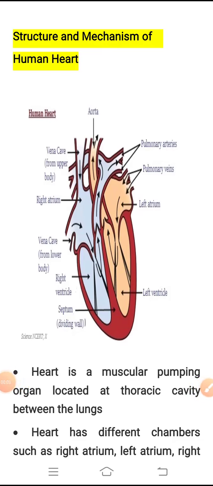Hello students, in this session I'll be explaining the structure and the mechanism of the human heart. Basically, the heart is a muscular pumping organ. It is located in the thoracic cavity between the lungs, and its size is approximately the size of a human fist. So now let us focus on the structure and the parts of the human heart.